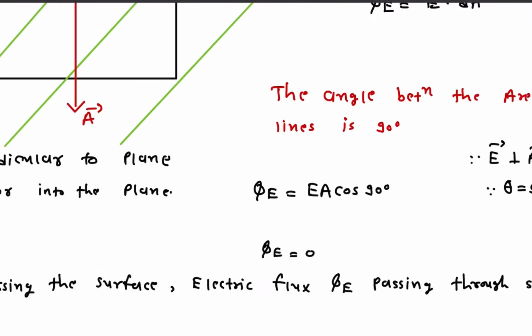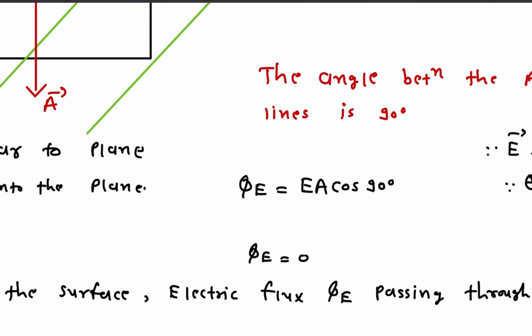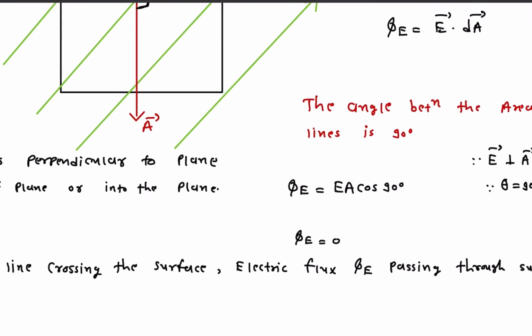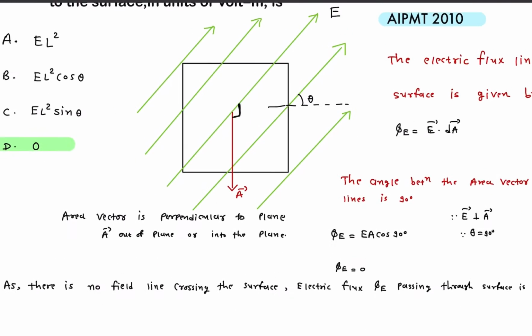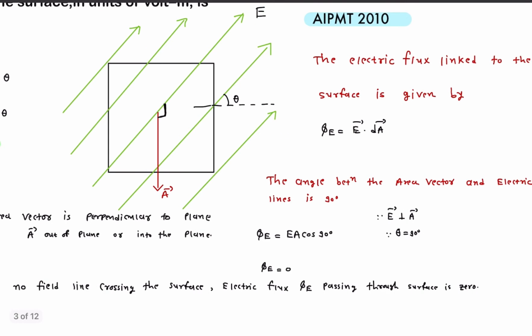So electric flux phi E is equal to EA cos 90, and cos 90 is always 0. So electric flux linked through this plane is equal to 0. So the electric flux passing through the given surface is 0. It is just touching the surface, but no electric field line is passing through or actually crossing the surface. There is no electric field line crossing the surface.